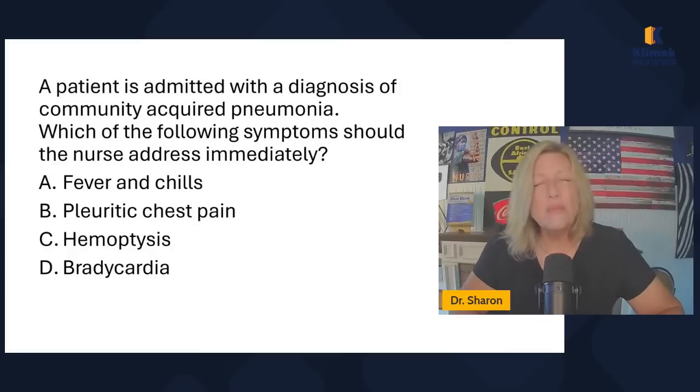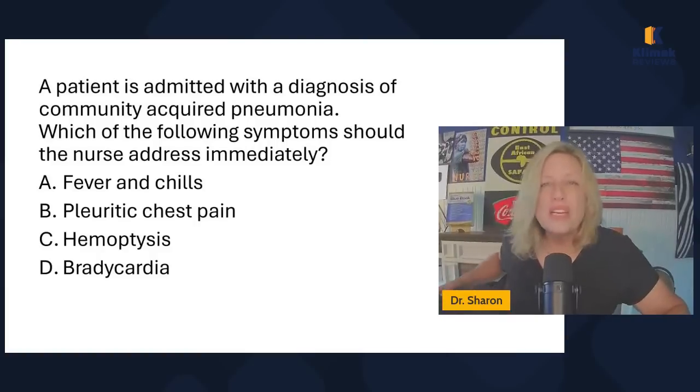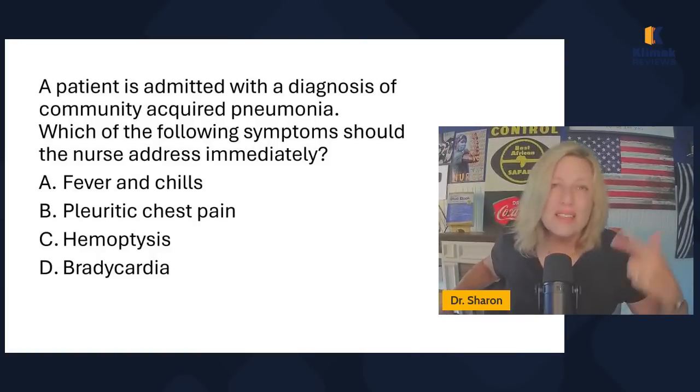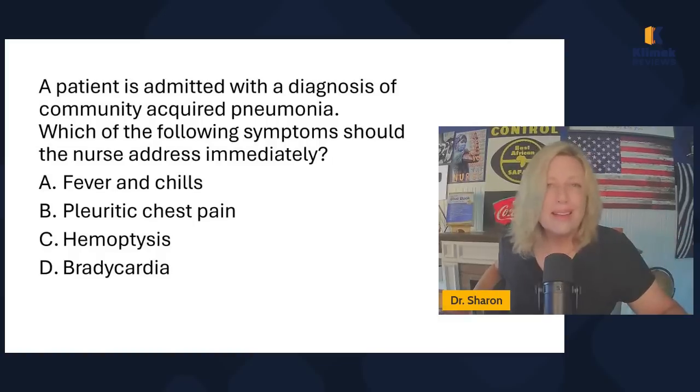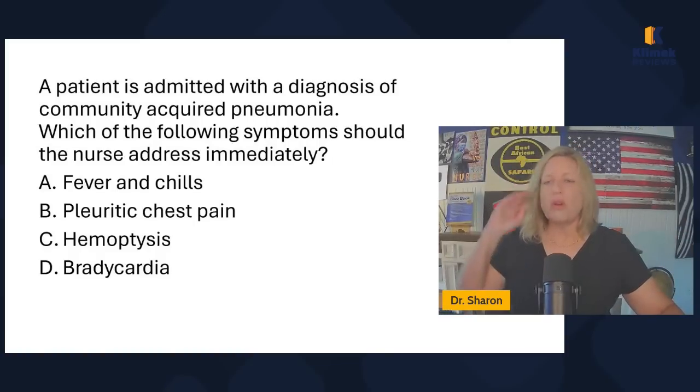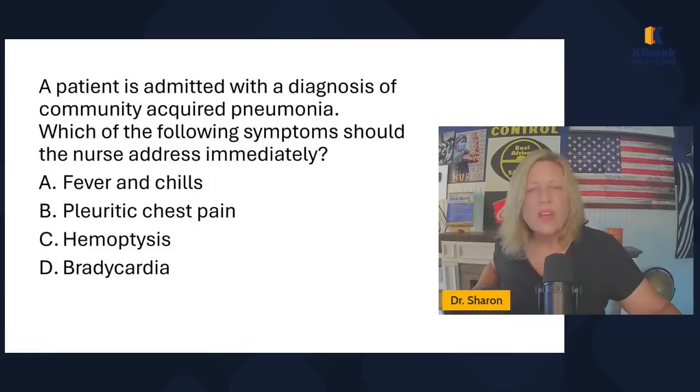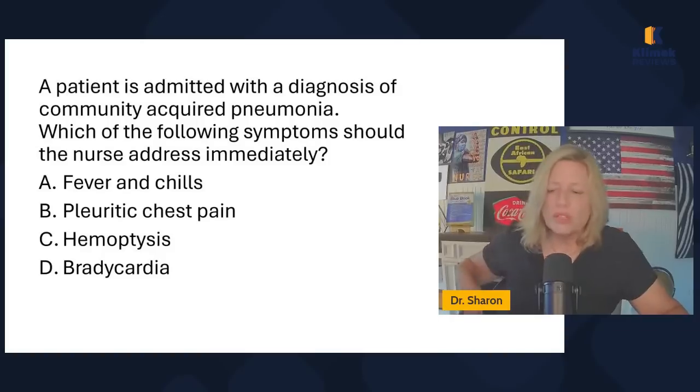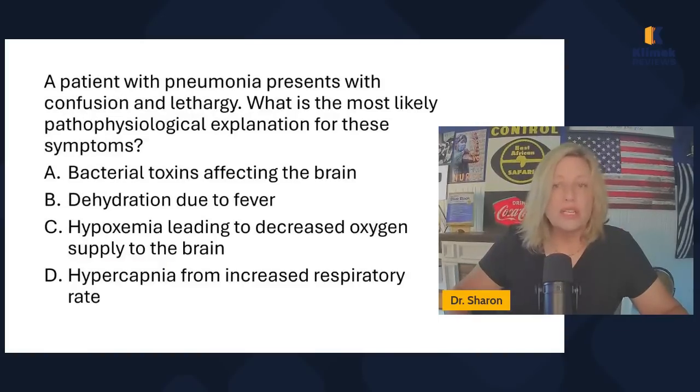Hemoptysis, coughing up blood, that's serious. Well, y'all, you've got an irritated lung. It's not unexpected to cough up blood. Now, if it says they're coughing up huge chunks of blood and big blood clots, I'm going to go, well, that's a problem. But don't read into this. Don't read into it. Hemoptysis, little blood in the sputum. Okay, that's expected. Bradycardia. What? That has nothing to do with pneumonia. I don't expect that with pneumonia. My dog is down here, so I'm petting him. I don't expect bradycardia with pneumonia. So that is the one that I have to address immediately.